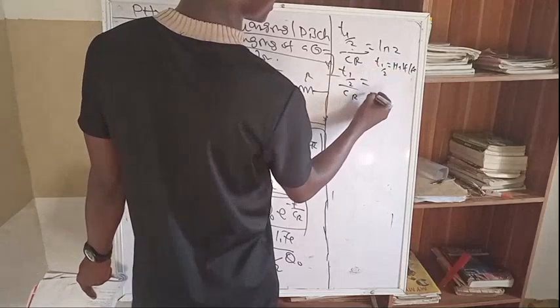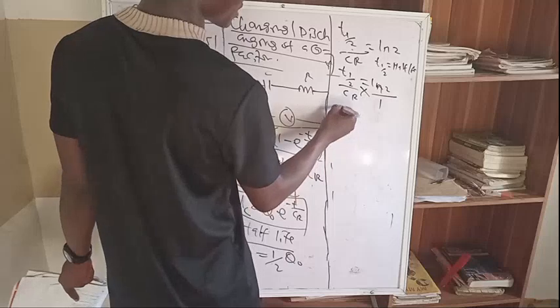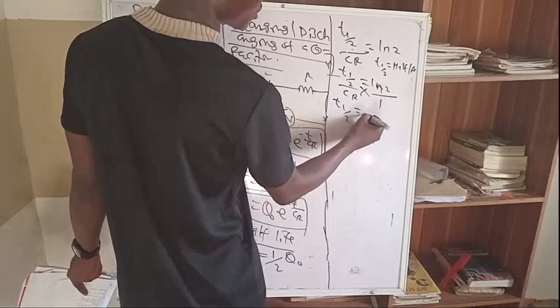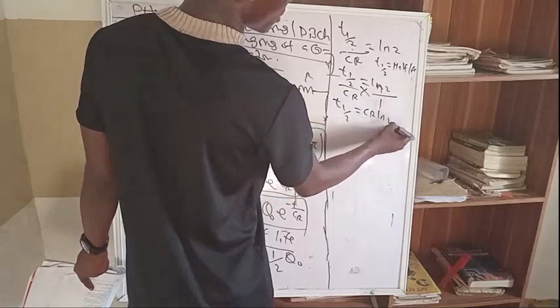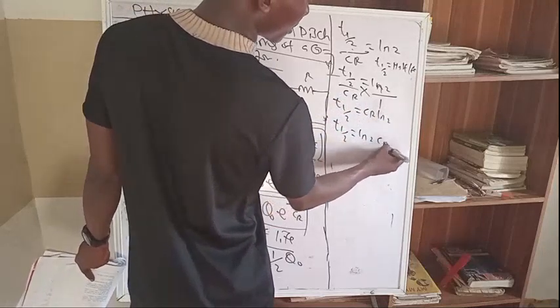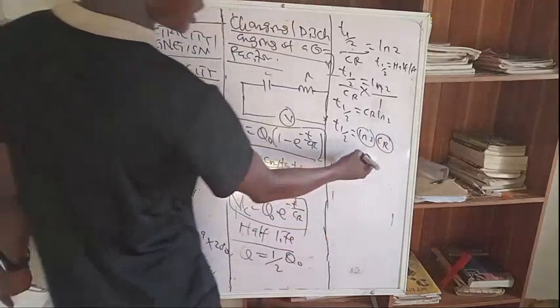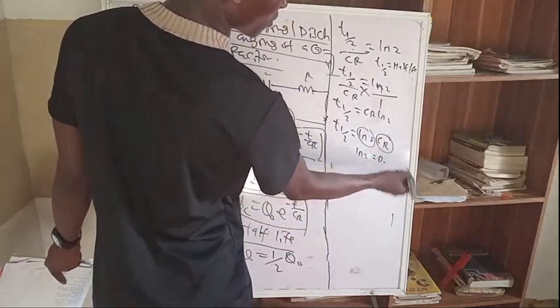So it is equal to ln 2 over 1. I'll cross multiply, so I have T 1 over 2 equal to CR ln 2, or T 1 over 2 equal to ln 2 CR. So at the end, ln 2 multiplied by CR will give me the half-life. So what is ln 2? ln 2 is equal to 0.693.